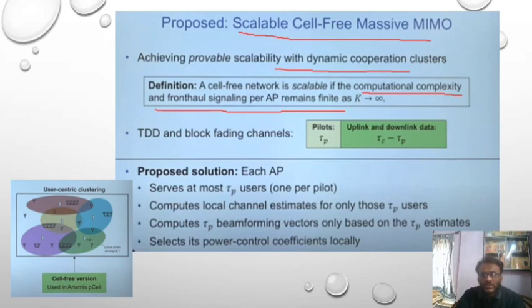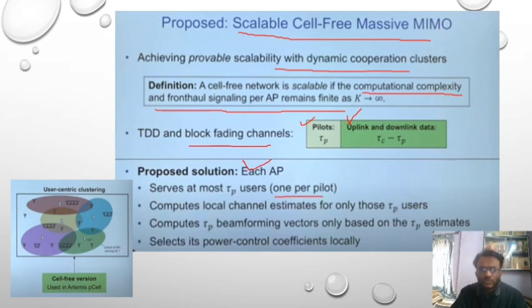So for these cases, time division duplexing techniques at the backhaul channel is going to work that way. There is a pilot portion, and the rest of the part is used for either uplink or downlink in the TDD, because the same spectrum is used in time division duplexing techniques. So the proposed solution is that each AP is accessed by one user per pilot.